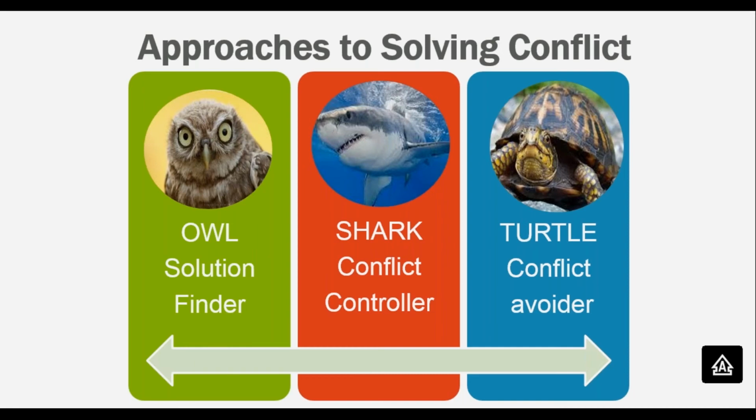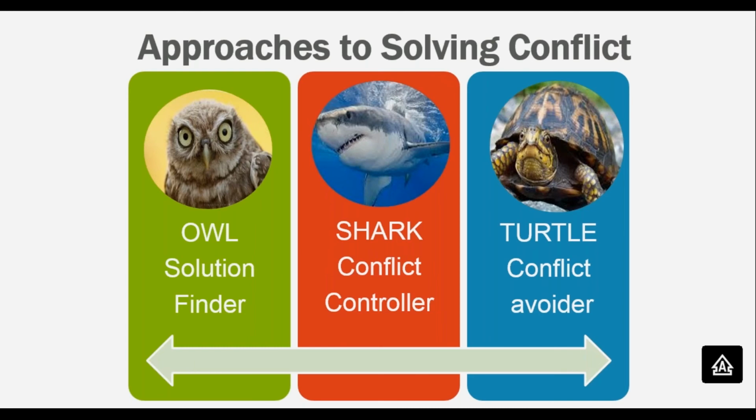Now, students might share that a shark is forceful, tries to win, is domineering, or scary. A turtle might try to solve problems by hiding from conflict, getting scared, or trying to avoid by hiding in its shell. This unit builds an understanding that there are different approaches to solving conflict. There's not always one best way to solve that conflict.